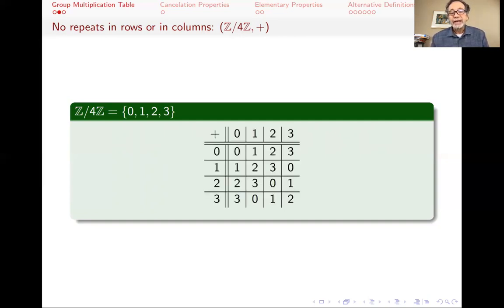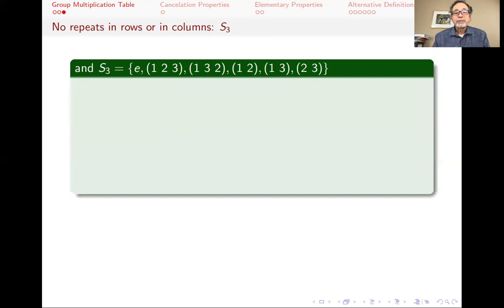If we write that addition table, we see that in every row and every column, every element appears exactly once. Finally, S3, this is a group of order 6. It's one-to-one onto functions from {1, 2, 3} to {1, 2, 3}, the set of all permutations of 3 things written in cycle notation. So parentheses 1, 2, 3 means 1 goes to 2, 2 goes to 3, 3 goes back to 1. E is identity, nothing is moving.